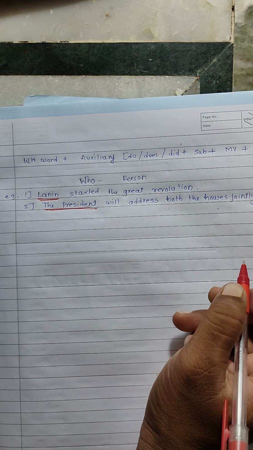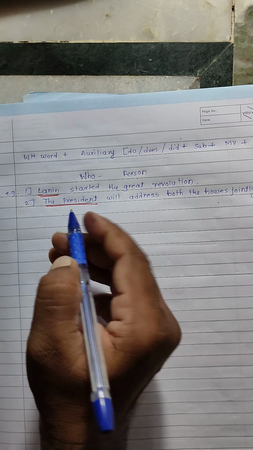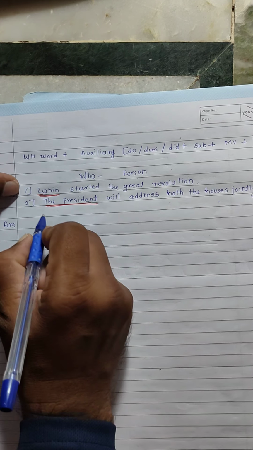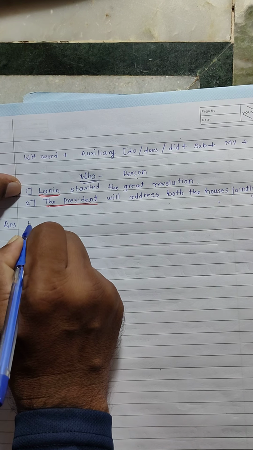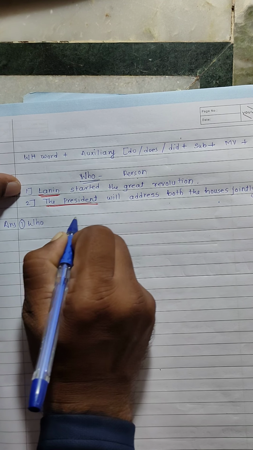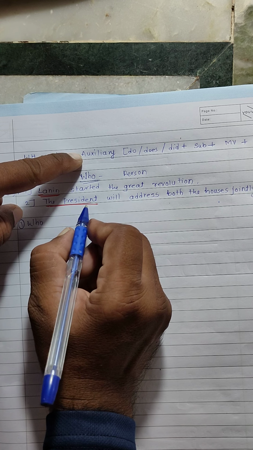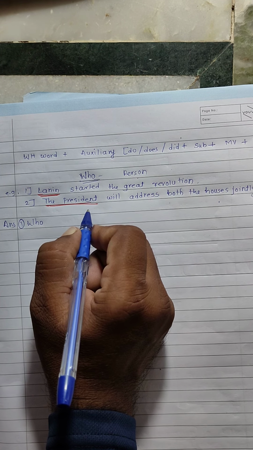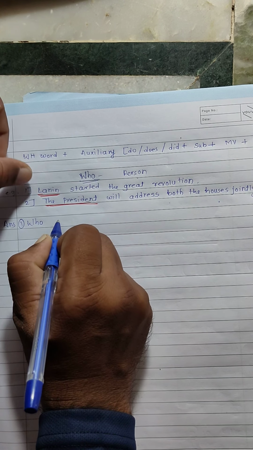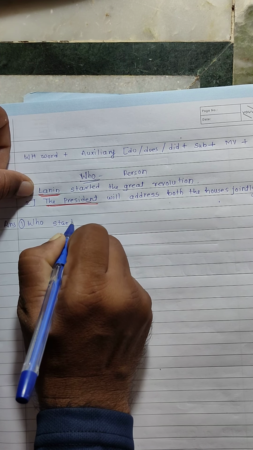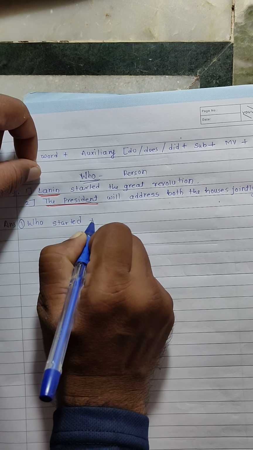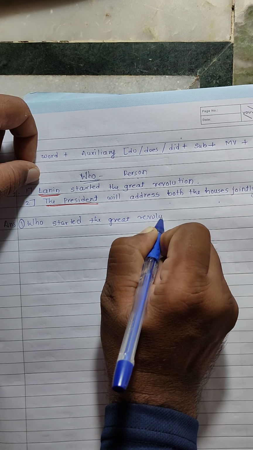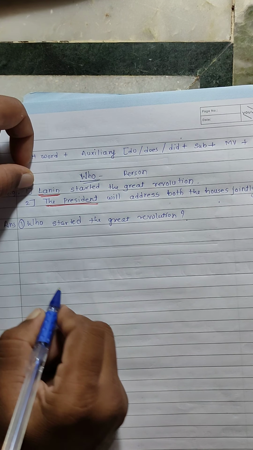But how to frame those questions? Answer. First, you have to start with who. Who, first; second, auxiliary. But here we just take the verb: who started the great revolution, and it ends with a question mark.